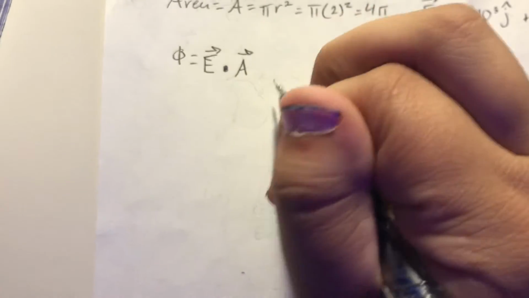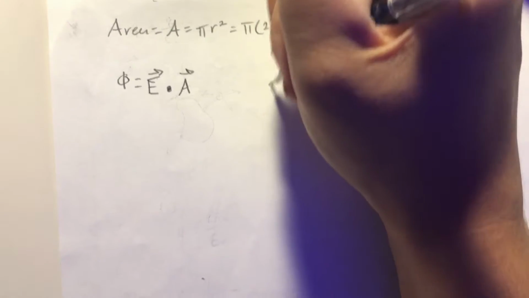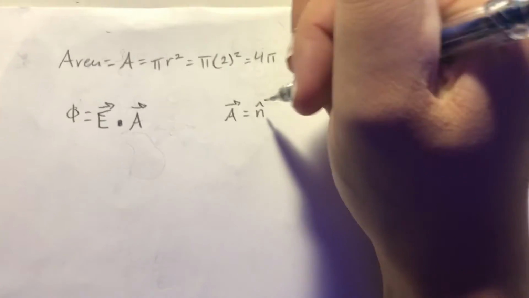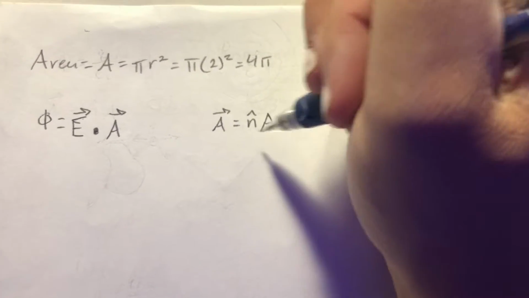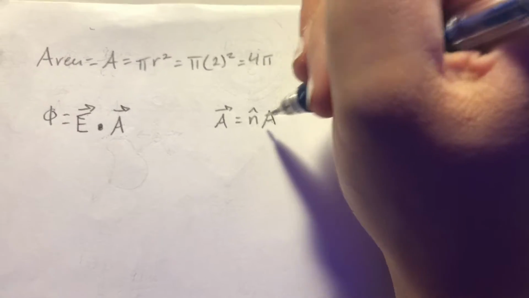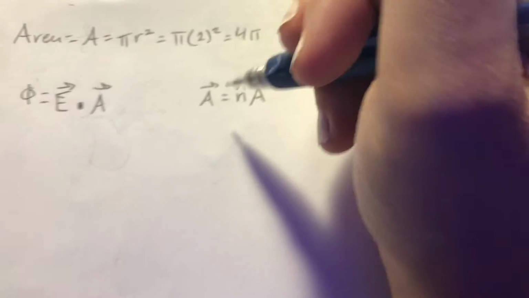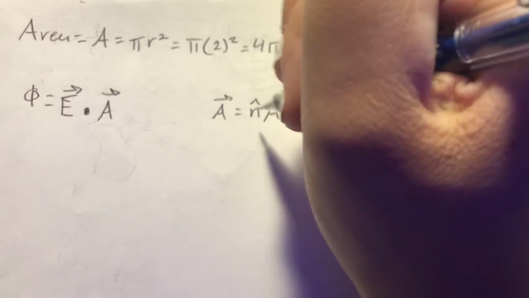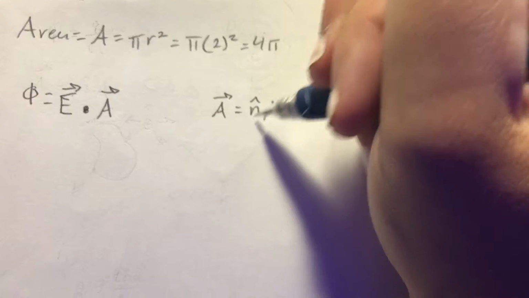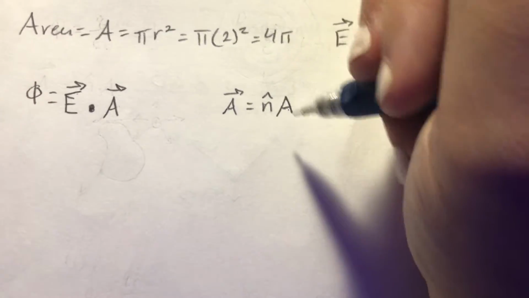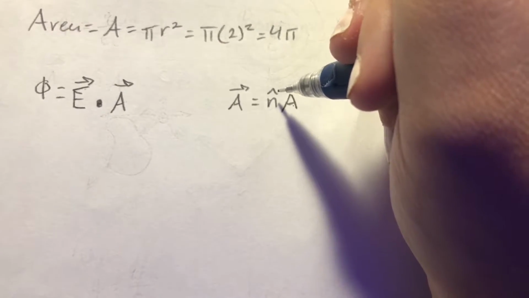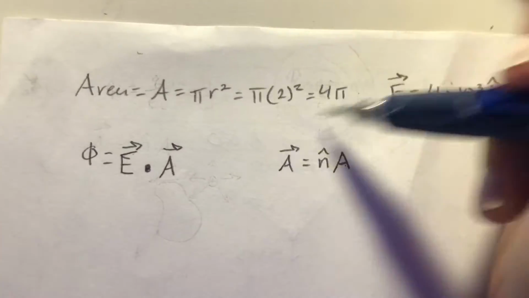So now we're going to take a look at this A vector, right? The A vector is going to be our n hat, which is our unit vector giving us the direction normal to this area, times the magnitude of the area. It's not dot or cross because we have a scalar and a vector, and that's going to give us another vector. So we're going to have to find this normal vector, which is normal or perpendicular or orthogonal if you want to be real fancy about it. That's going to be perpendicular to this surface here.